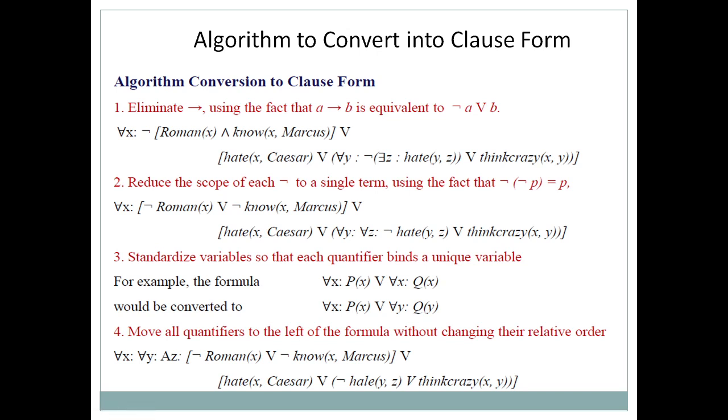This is very important because in most statements you may find an implication sign. So whenever you find the implication sign in the predicate logic, while converting it into clause form, you have to replace it with negation of A or B. Then you have to reduce the scope of the negation sign. Suppose the negation sign is given outside the bracket; you need to apply it to all the terms present in the bracket.